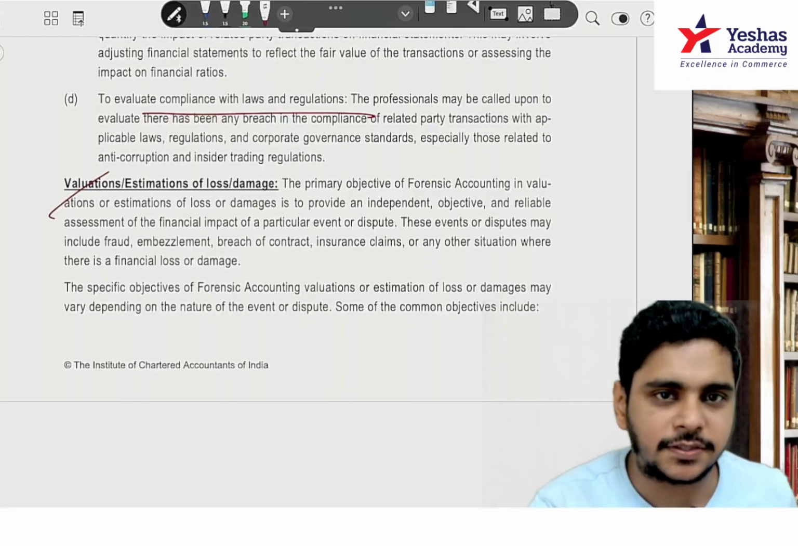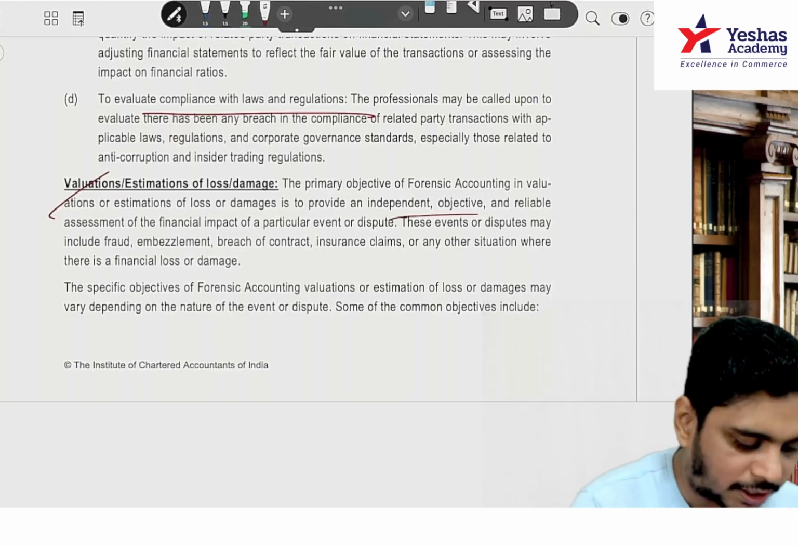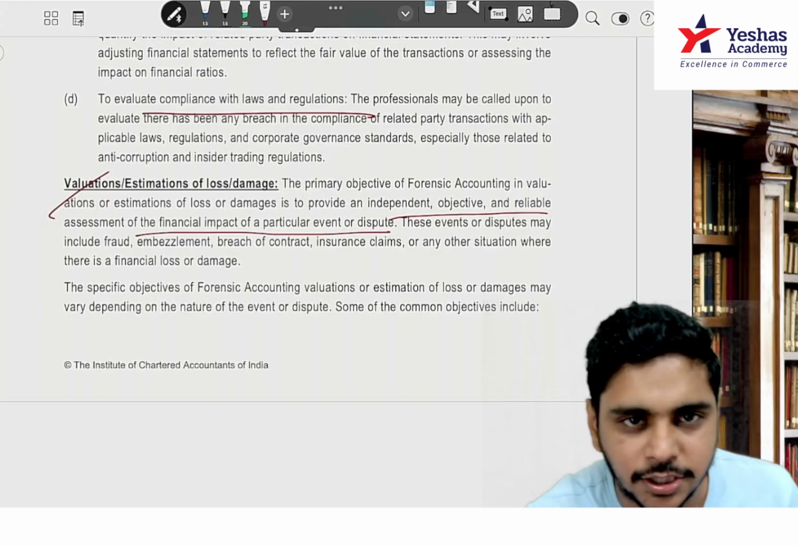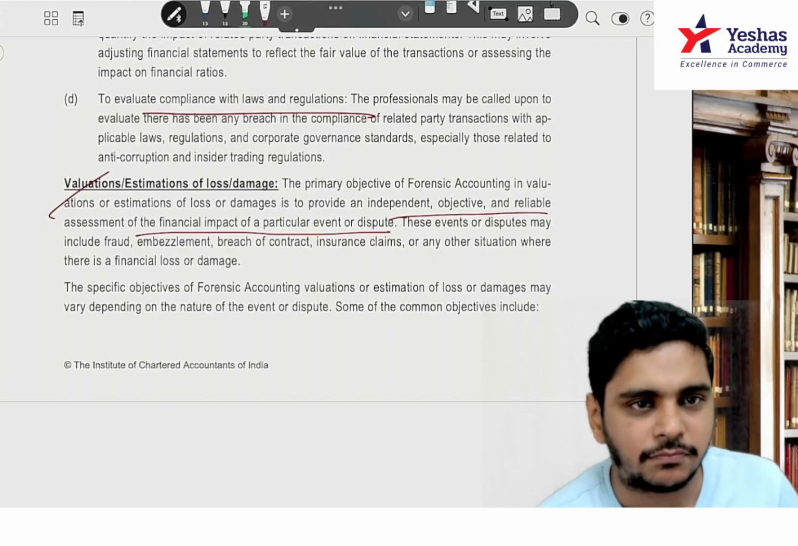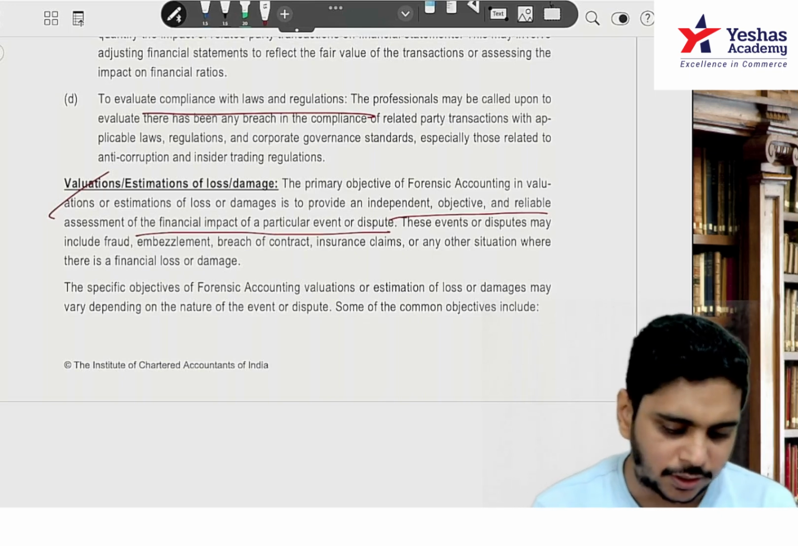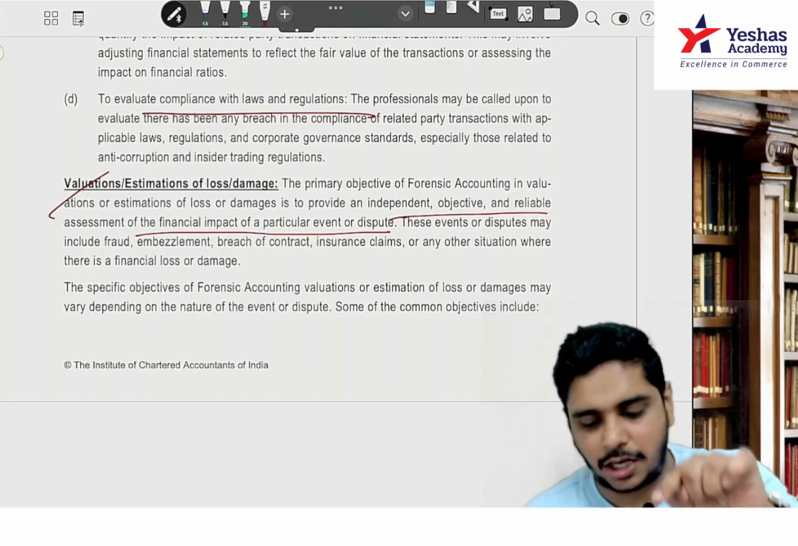So the objective of forensic accounting in evaluation or estimation of losses is to provide an independent, objective, reliable assessment of the financial impact of a particular event or a dispute. These events or disputes may include fraud, embezzlement, breach of contract, any insurance claims or anything. Okay. So this is basically the duty of a forensic professional in the accounting part.